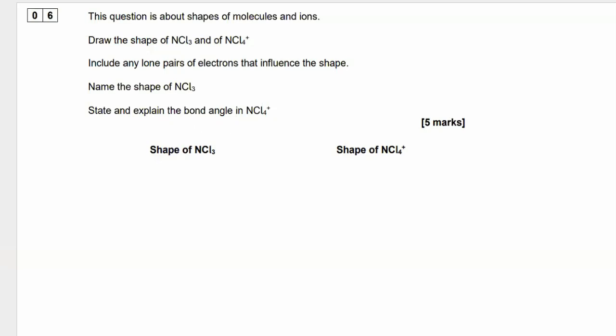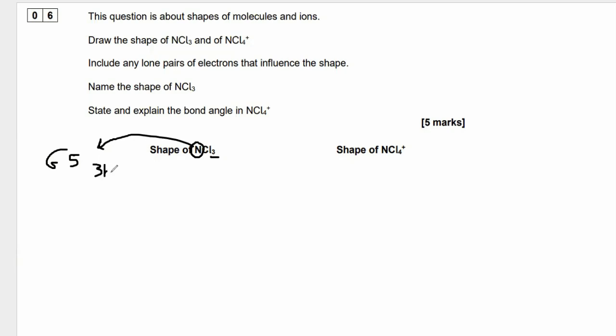Okay, let's go. Shape of NCl3. I'm just going to go through all the bits. Obviously, let's get that shape of NCl3 down. So how do I work it out? Well, I go nitrogen. What group's it in? You should know by now off by heart. Group 5 for nitrogen. Okay, how many bonds are there? Check it out. There's 3 bonds.